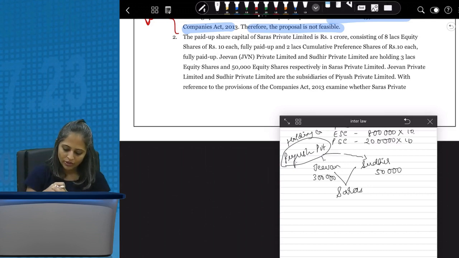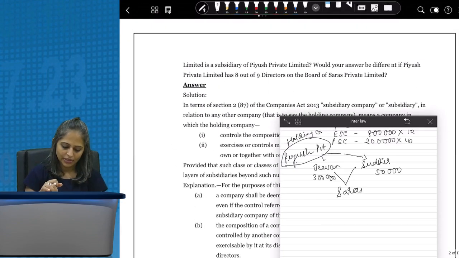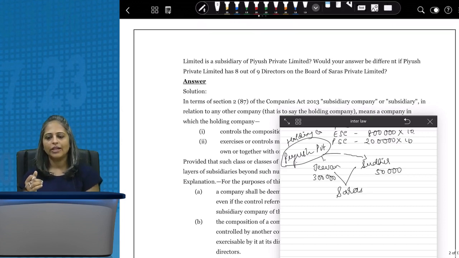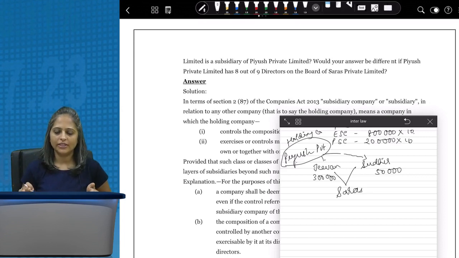With respect to the provisions of the Companies Act, examine whether Saras Private Limited is a subsidiary of Piyush Private Limited. Would your answer be different if Piyush Private Limited had 8 out of 9 directors on the board of Saras Private Limited? So here we have to first analyze the holding and subsidiary definition that is being given to you under the Act.